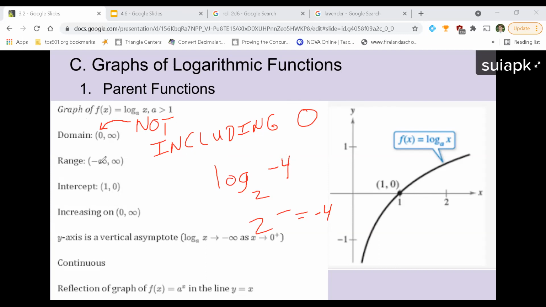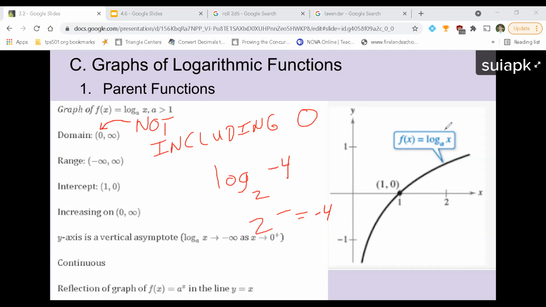Range is -infinity to infinity. It'll go down forever, up forever. Y-intercept will be always 1, 0, assuming it's not translated to the left or right or anything like that. It increases as you go to the right. It's got a vertical asymptote here at the y-axis, because as it gets closer and closer, as you raise 2 to a half and a quarter and a third and all that, your y values will get smaller and smaller. It's continuous. There's no holes in the graph or anything like that.